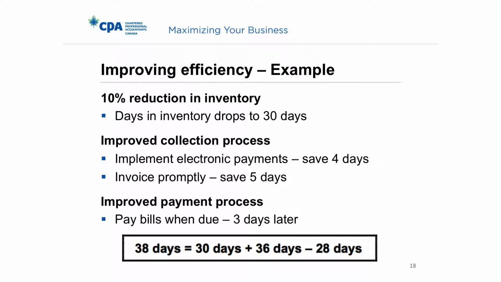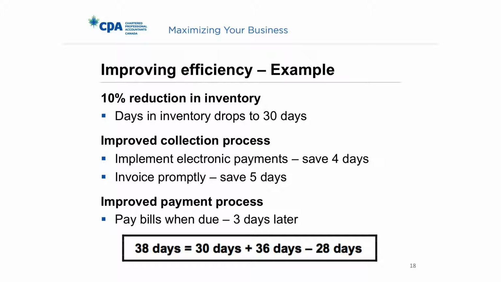So this slide contains an example of a company that made some operational changes in an effort to improve its operational efficiency. Inventory has been reduced by 10%. As a result of this 10% reduction in inventory, days in inventory drops from 33 days down to 30 days.